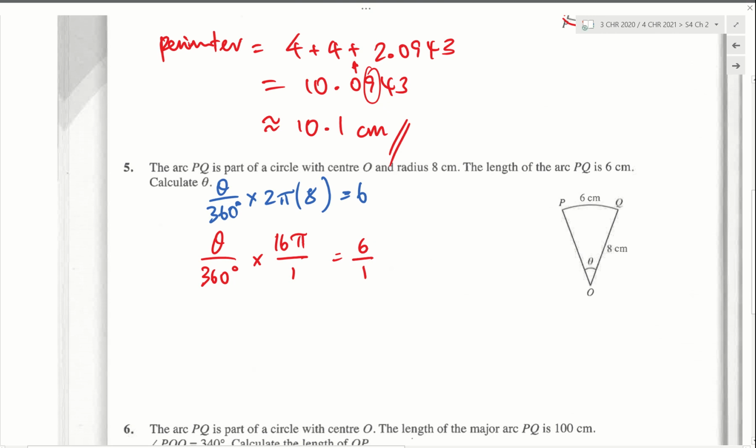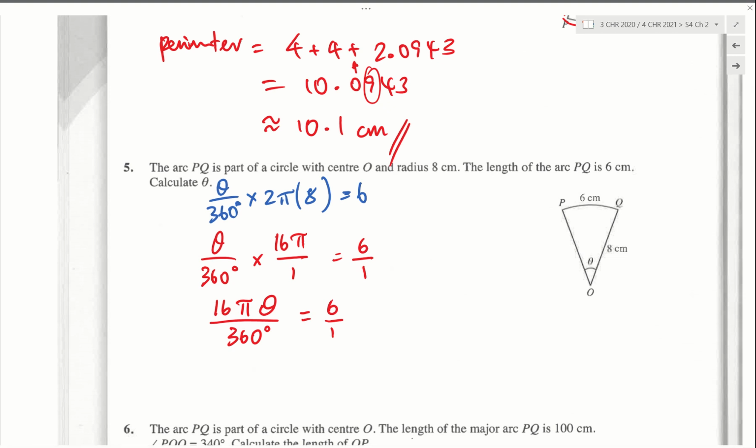Okay? Now you are able to cancel the 16 and the 360 if you want to. You can divide by 4. You can divide by 8. You might even be able to divide by 16, but to make the method simple, let us just multiply numerator together and then denominator together. So 16 pi times theta over 360 degrees is equal to 6 over 1. Okay, you see that now we end up with one fraction equal to another fraction.